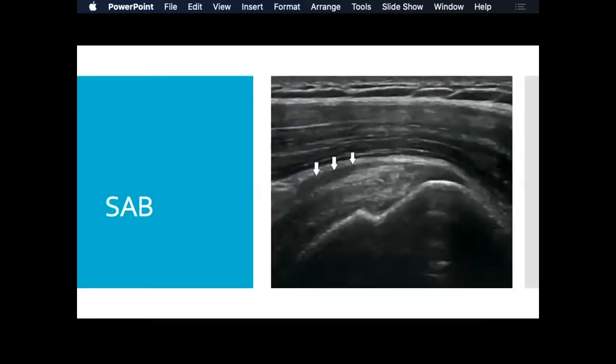And it's also one of those exams that you can do dynamically. If you bring someone up into the empty can position and have them lift their arm above their head, you'll see the supraspinatus dive under the acromion to the left of the screen. And as it does so, you can see that fluid bunch up, and you'll see it coinciding with the reproduction of their pain. Okay, you can go forward now.